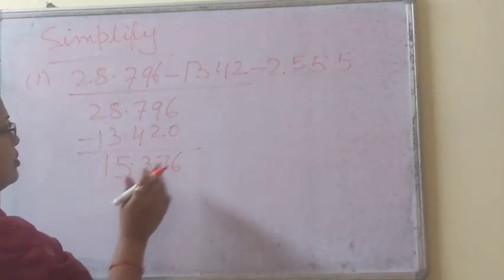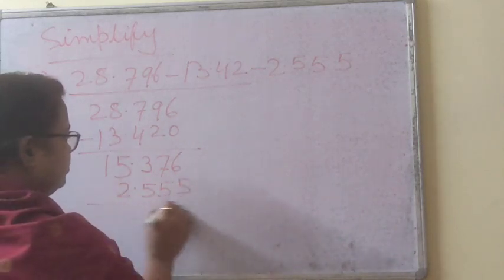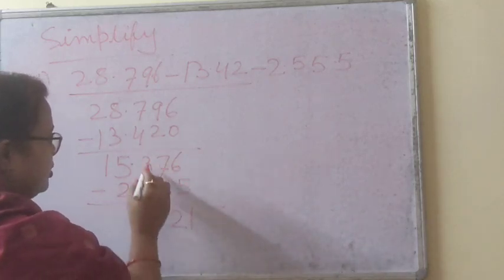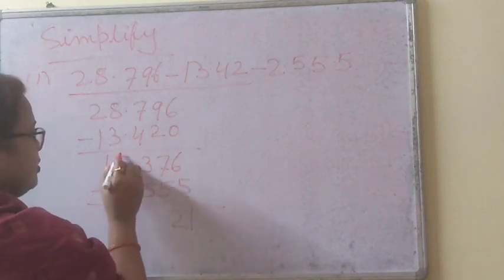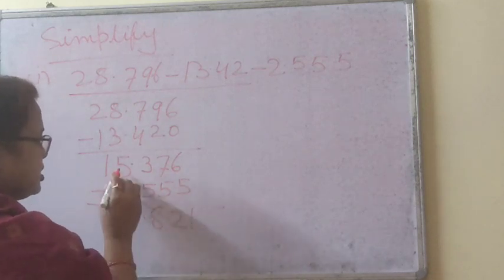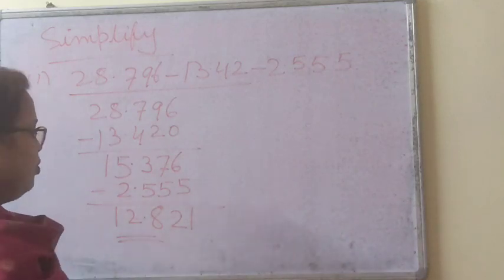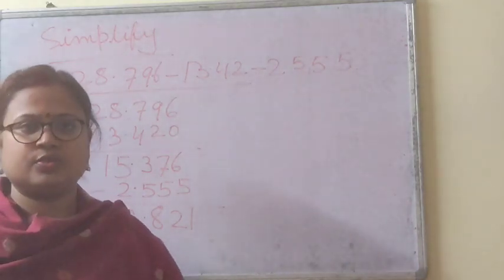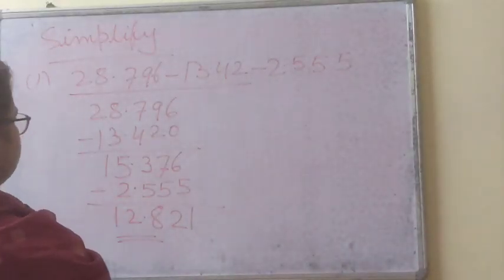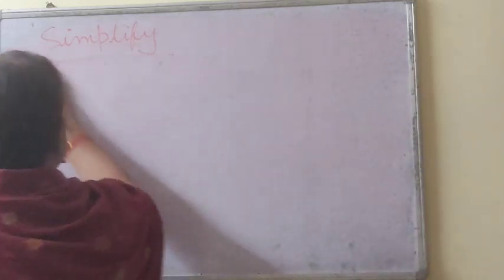Now again this part is left. So again from this we will subtract 2.555. Okay, so 6 minus 5, 1. 7 minus 5, 2. Then 3 minus 5, it is not possible. We will take 1 from 5. It will become 13. 13 minus 5, 8. Then what is left here? 4. 4 minus 2, 2 and 1. So the final answer will be what? 12.821. Okay. Now let's solve one more question, because in maths if you solve more and more, your concept will become very clear.